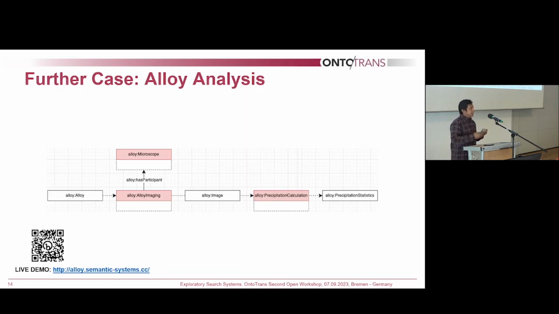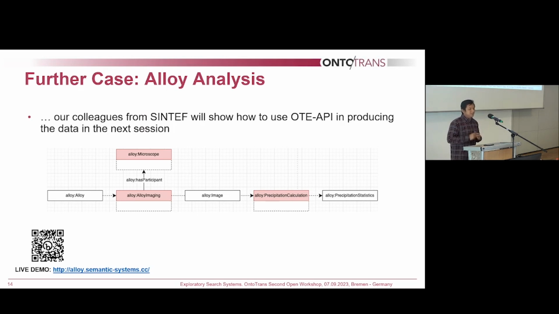This is another case about alloy analysis. If I understood it correctly, this is something that will be explained by our colleague in the next session. Well, what I understand from here is that you have an alloy and you do imaging of the alloy with different kinds of settings with a certain microscope, and you will produce an image. Then the image will be used to calculate the precipitation of this alloy component.